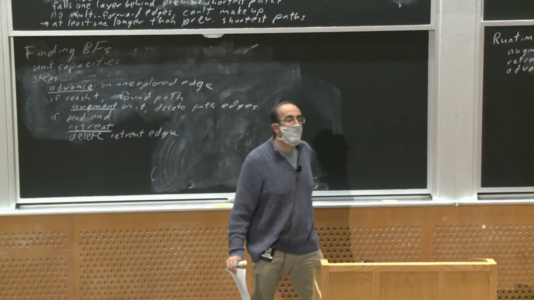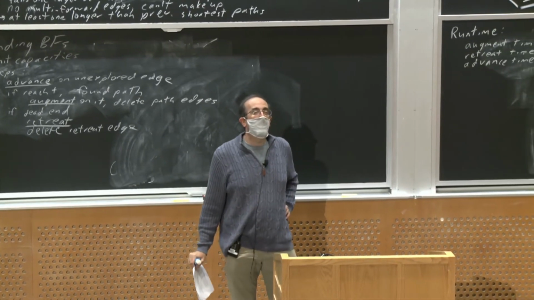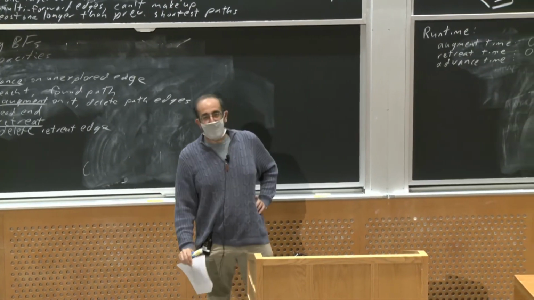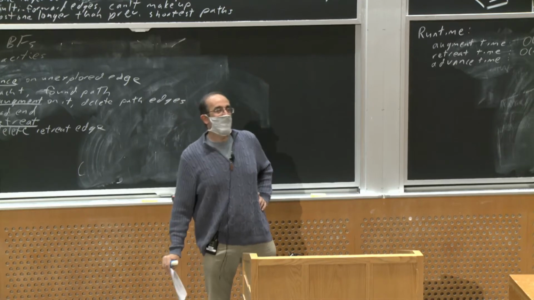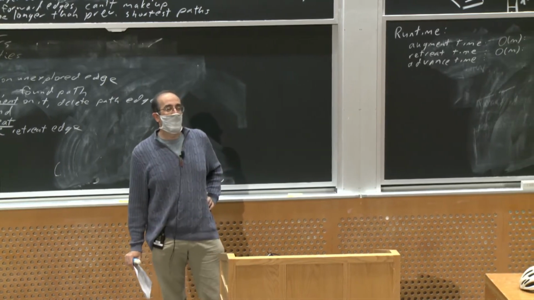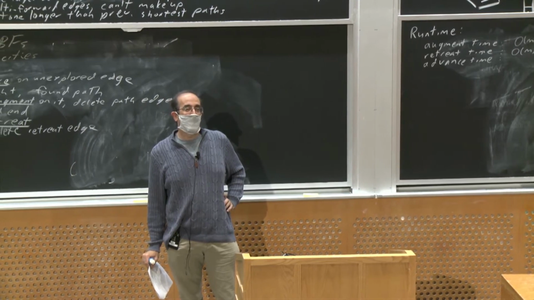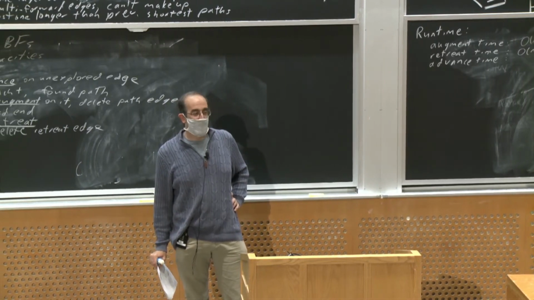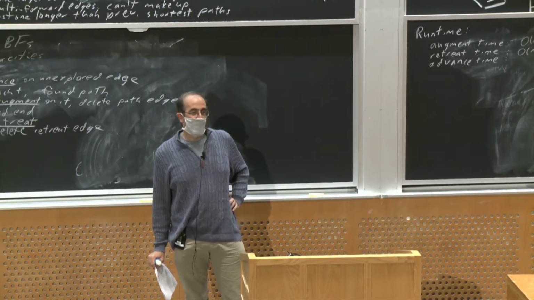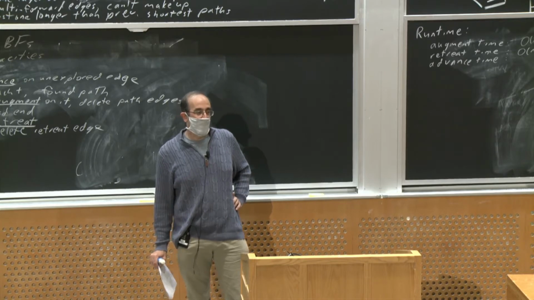Why? We never advance on an edge twice. Can you tell me why we never advance on an edge twice? Well, if we advance on an edge and at some point retreat, then we will not advance over it again because we deleted it. And if we advance on an edge and we reach T, then we will also delete it.